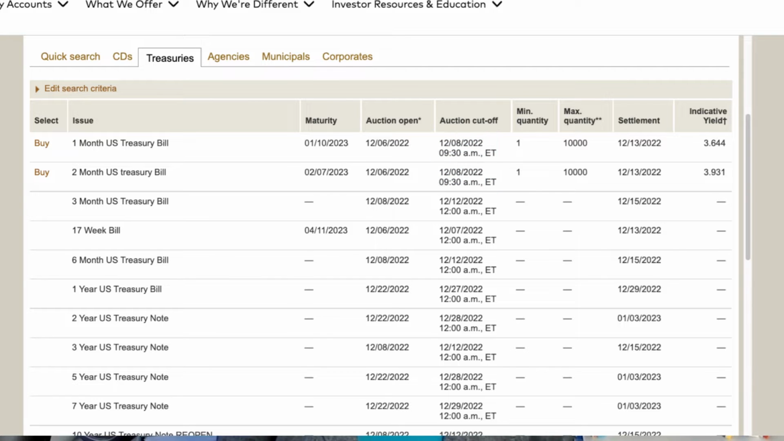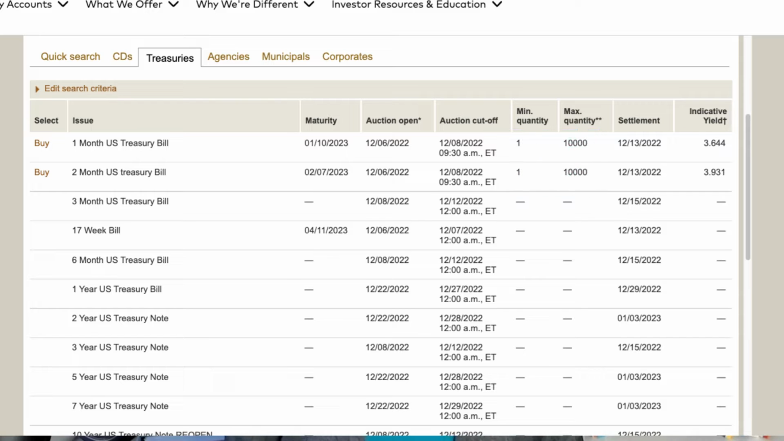Eastern Standard Time. The 1 under minimum quantity means 1,000. So you have to multiply that number, whatever the number is, so 1 by 1,000. Same goes for the maximum quantity. You can place an order as low as $1,000 or as high as $10 million.